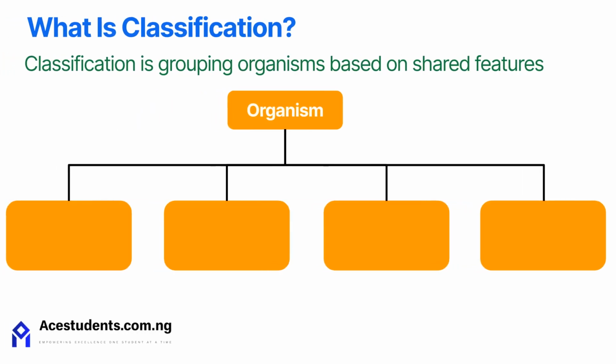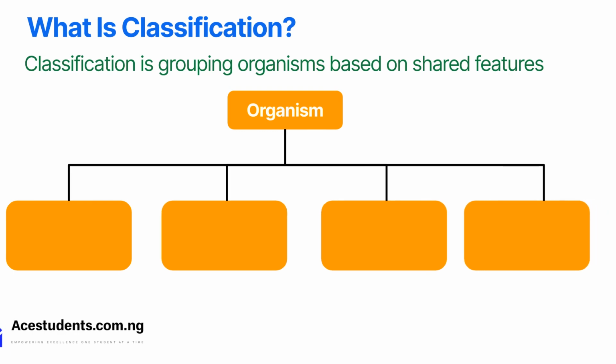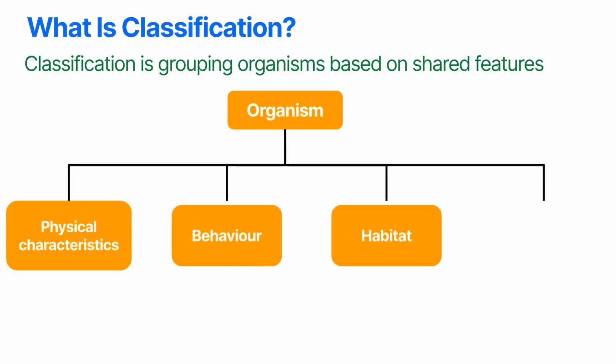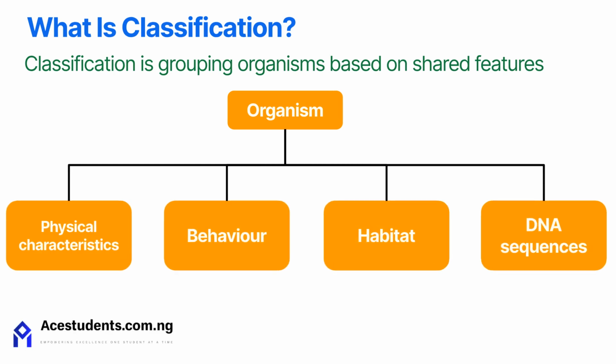Classification is the process of grouping organisms based on features they share. This allows scientists to organize life in a meaningful and logical way. These shared features may include physical characteristics, behavior patterns, where organisms live, and most importantly, DNA sequences.